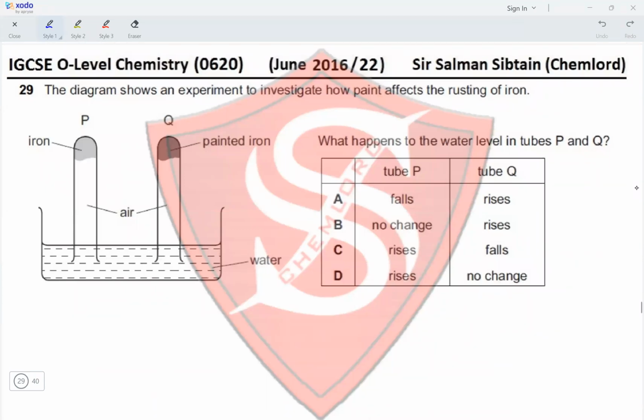Question 29. The diagram shows the experiment to investigate how paint affects the rusting of iron. So in P, we've got iron. In Q, we've got painted iron. We invert these tubes filled with air into a water trough. What happens to the water level in tubes P and Q? Since P has iron in it, it would react with oxygen and raise the water level. So this eliminates options A and B. And since the iron is painted in Q, it will not react with oxygen. So no change will occur in tube Q, eliminating option C and making option D the correct option for this question.